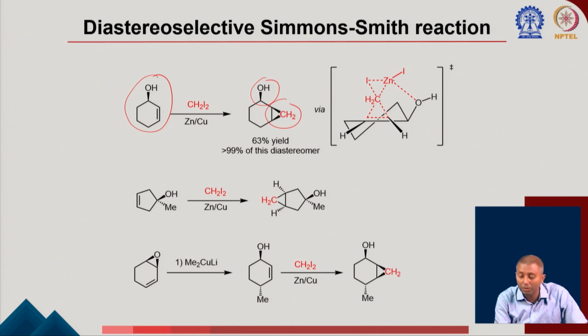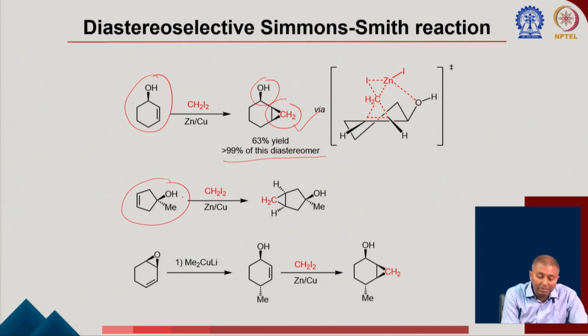It is coordinating with the zinc, and that allows the cyclopropanation to happen on the same face as this OH group. That's why we end up with this product, with 99% of this diastereomer forming. A very similar thing is happening here. You can see this OH group also acting as a directing group for the cyclopropanation to happen on the same side of the OH group.